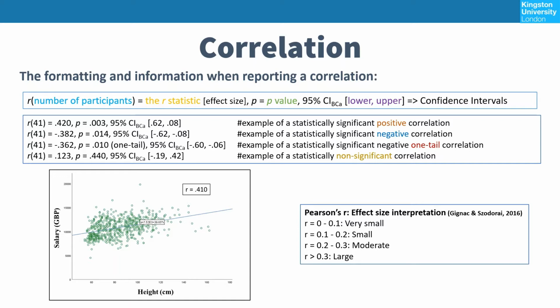Next, you would report the p-value, followed by the 95% confidence intervals for your difference, or in this case, for the correlation. So your output could basically fall into one of four categories. This is what the output would look like if you had a statistically significant positive correlation. So as you'll see, the correlation coefficient here is positive, as are the confidence intervals.